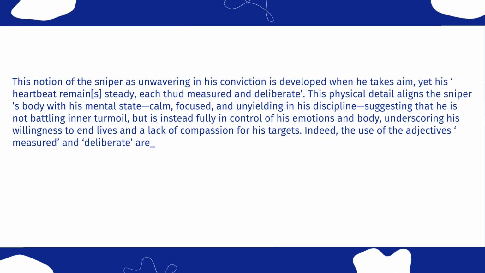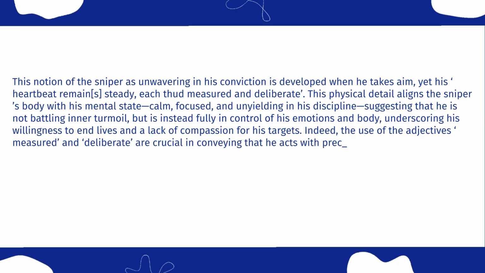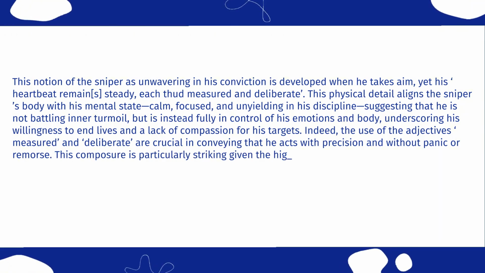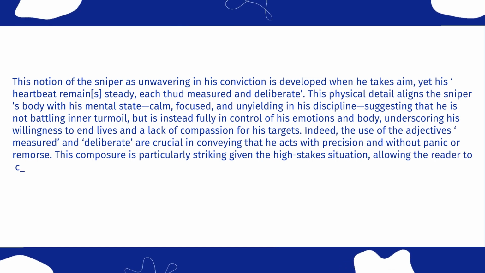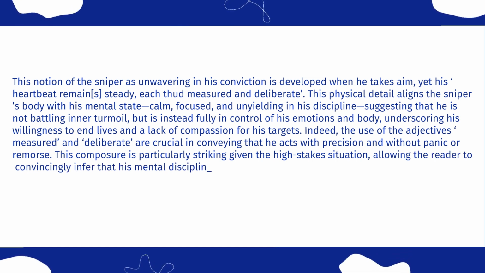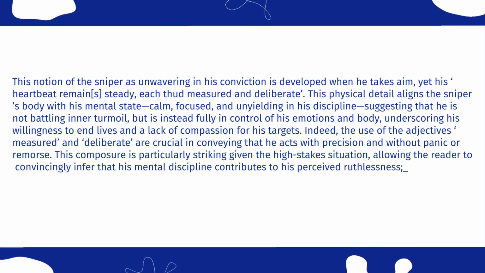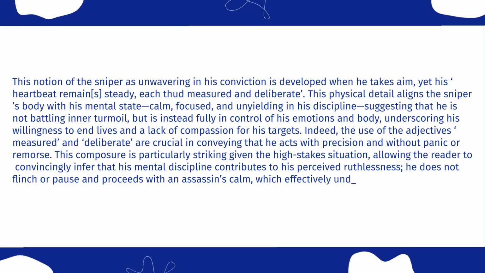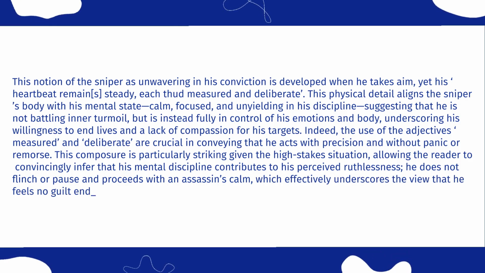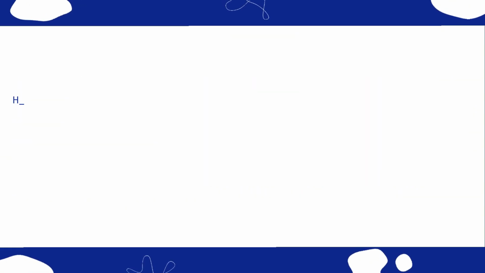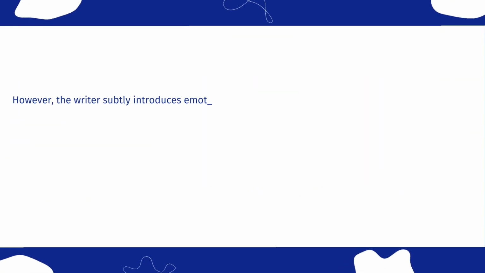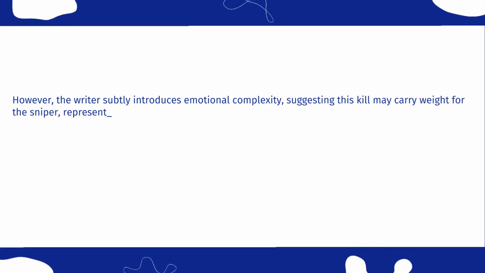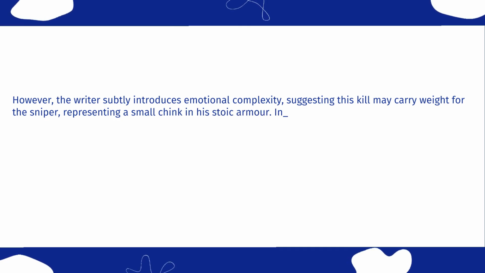Indeed, the use of the adjectives measured and deliberate are crucial in conveying that he acts with precision and without panic or remorse. This composure is particularly striking given the high-stakes situation, allowing the reader to convincingly infer that his mental discipline contributes to his perceived ruthlessness. He does not flinch or pause and proceeds with an assassin's calm, which effectively underscores the view he feels no guilt ending lives. However, the writer subtly introduces emotional complexity, suggesting this kill may carry weight for the sniper, representing a small chink in his stoic armor.